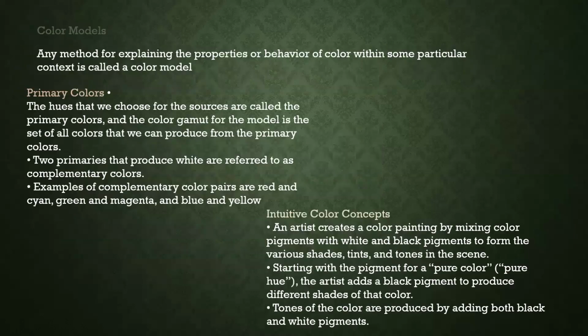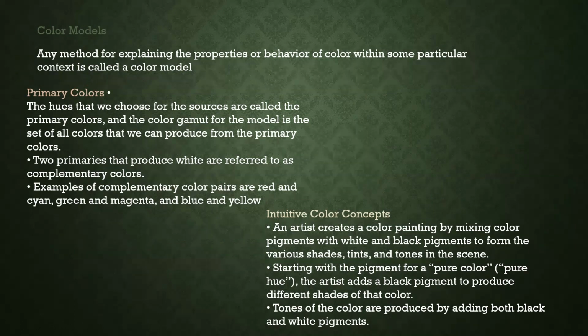So the next topic is the color models. Whenever we discuss color models, first we need to see what color models are. Any method for explaining the properties or behavior of color within some particular context is called a color model. So there are basically two types of color models. The first one is the primary color models and the second one is the intuitive color concepts.